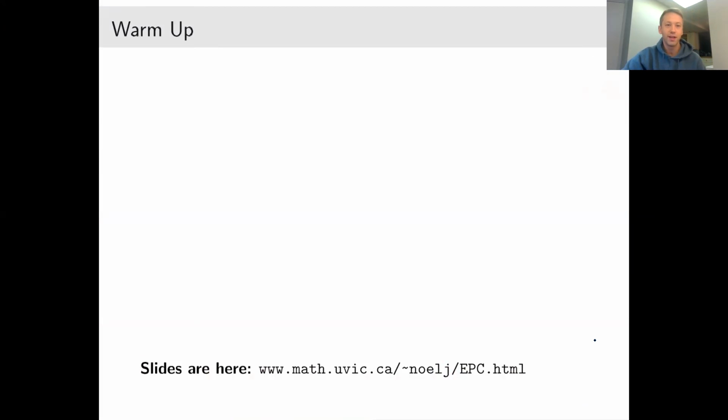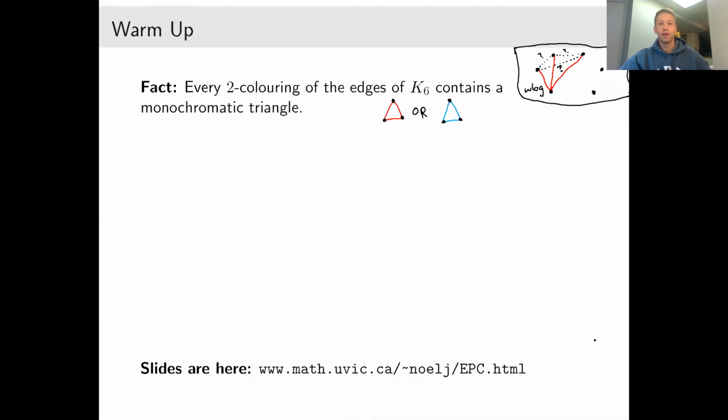Okay, so let's start with just a nice little warm up. Here's something which I guess most of us are probably familiar with. If you take a complete graph on 6 vertices and color each edge red or blue, then no matter how you do it, you must get a monochromatic triangle, meaning a triangle where all of the edges are red or all of the edges are blue. If you've never seen this before, then this picture in the top right corner is essentially the proof, just a pigeonhole principle argument.